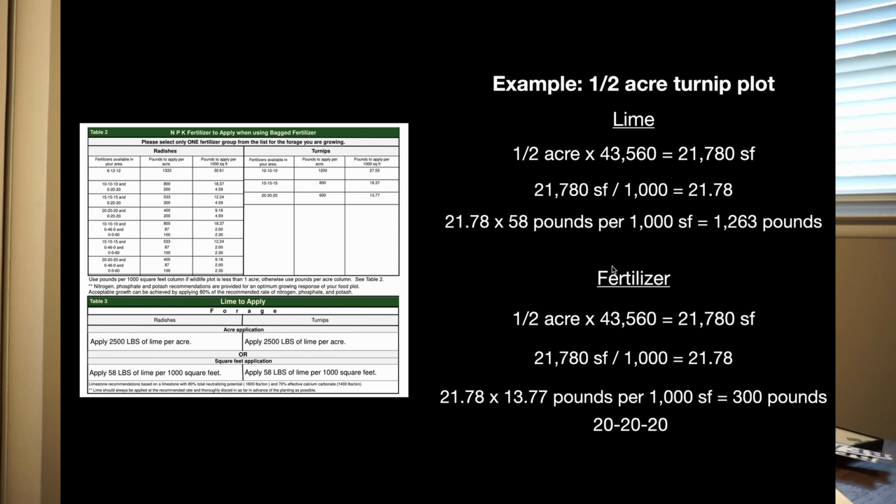So for this calculation, again, we calculate the square feet, divide that to get our 21.78 factor, and then for 20-20, we need 13.77 pounds per 1,000 square feet, which calculates out to 300 pounds of 20-20 to correct for this food plot, and that'll give us the nutrients we need.